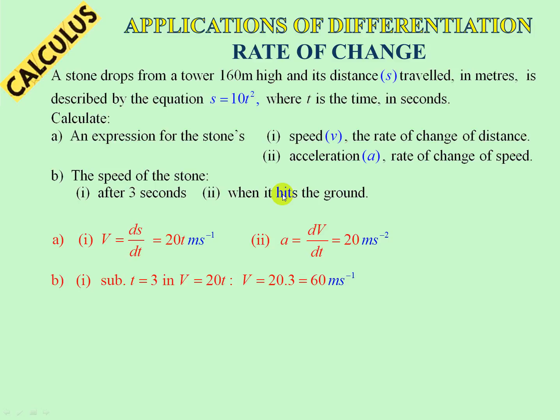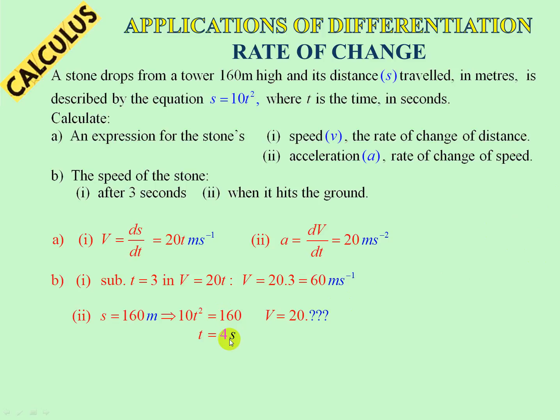When it hits the ground, well, there's our formula for the speed. We need to know t, but we don't know t. So how do we find t? Well, distance traveled, s equals 10t squared, where t is the time, and we want that 10t squared to be 160, because as it hits the ground, it will have traveled 160 meters. So that's what we're going to do. We don't know the time, so we're going to put 10t squared equal to 160, and when we solve we get 4 seconds.